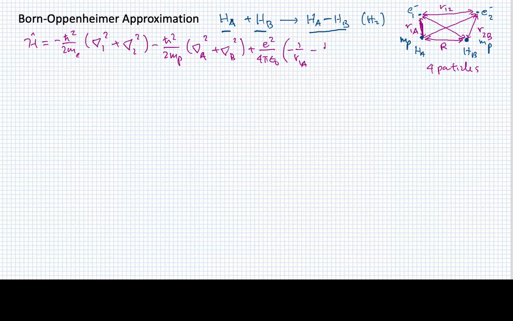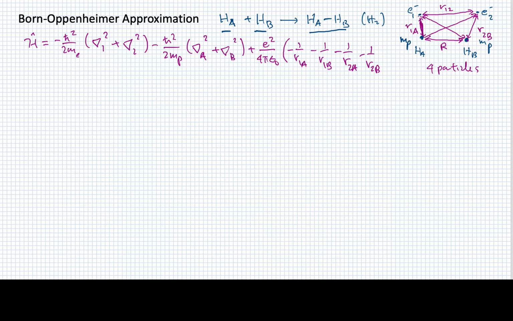I have minus 1 over R1b, so the interaction between electron 1 and proton B, minus 1 over R2a, minus 1 over R2b. Okay, so that covers the interactions of the electrons with the two protons, and these are all attractive interactions. That's why they all have a negative sign.